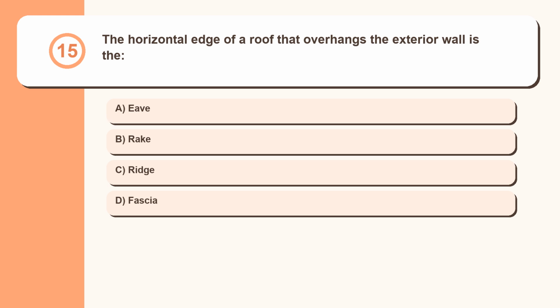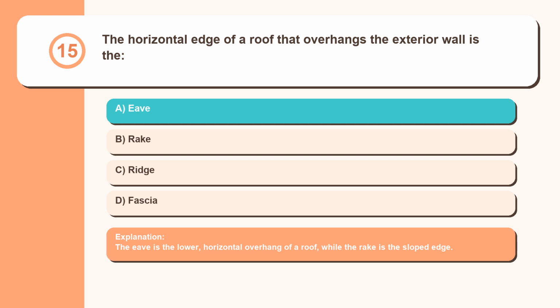Question 15. The horizontal edge of a roof that overhangs the exterior wall is the eave, rake, ridge, fascia. The eave is the lower, horizontal overhang of a roof, while the rake is the sloped edge.